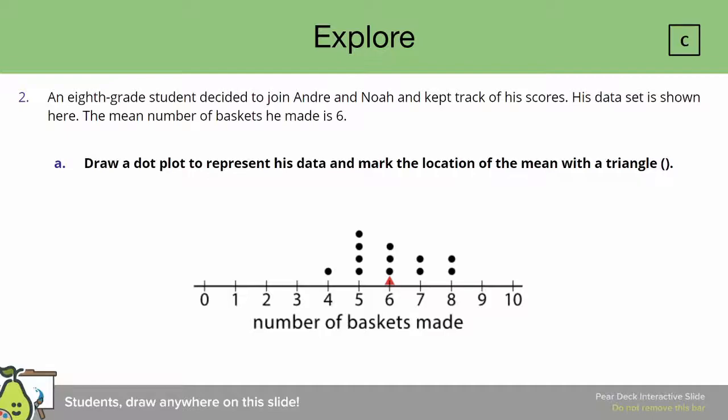And then what we're going to do is we're going to look at all of our data. We can see that 4 pops up 1 time. We can see that 5 pops up 4 times. We can see 6 pops up 3 times, 7 twice, and 8 twice. So depending on how many times the number of baskets pops up, we will put that many respective dots in that location. All right, so this is what your dot plot is supposed to look like for Lynn's data.